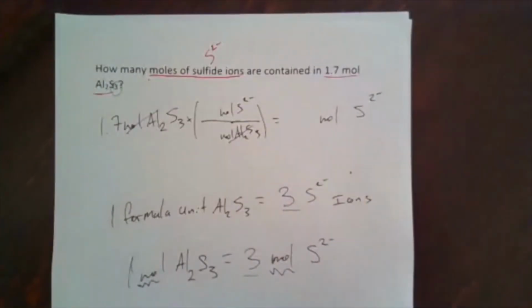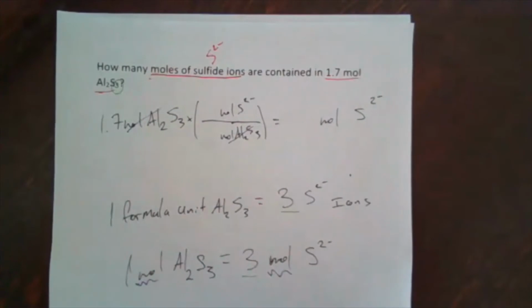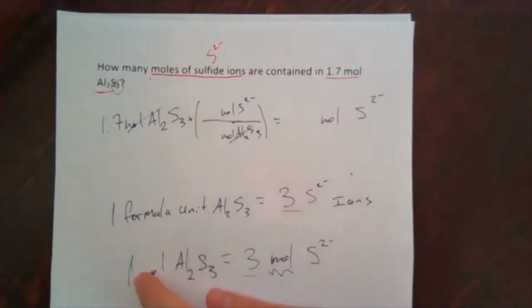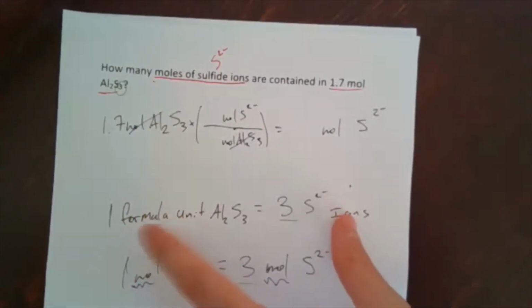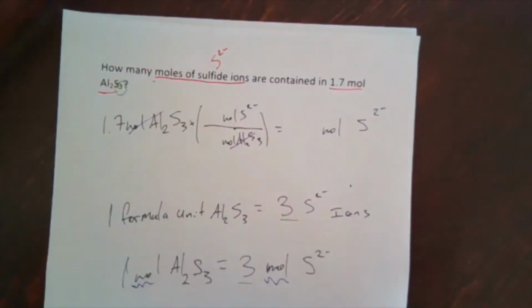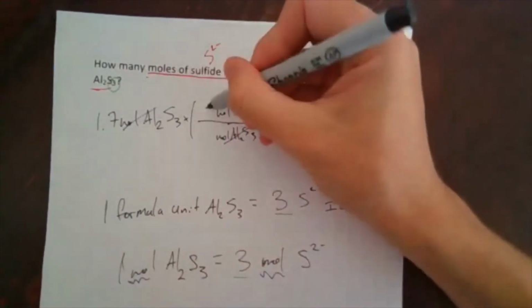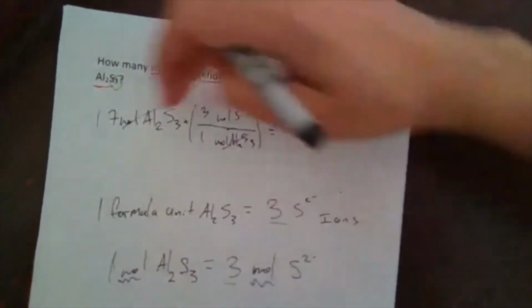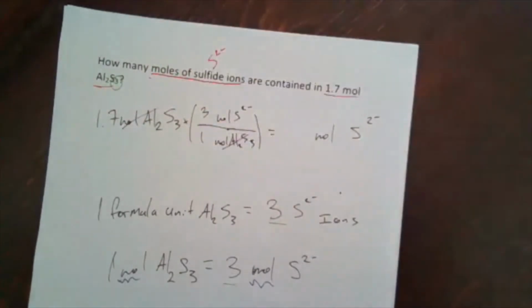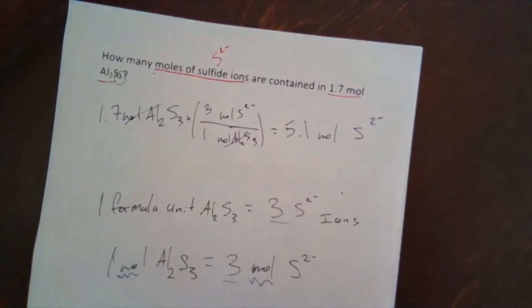And you could do this in any formula unit or any counting unit that you wanted. Here, you're counting individual objects. Here, you're counting by groups, as long as you're consistent. You can't have mole ions, but you can have mole or formula unit ions, as long as you are consistent with how they're paired up. So we can take these numbers. The 3 goes next to the moles of S2-. The 1 goes next to the moles right there. So 1.7 times 3 divided by 1 gives me 5.1 moles of S2-.